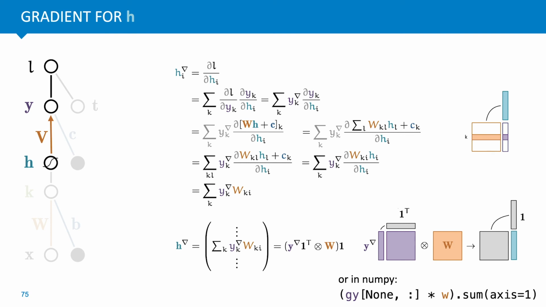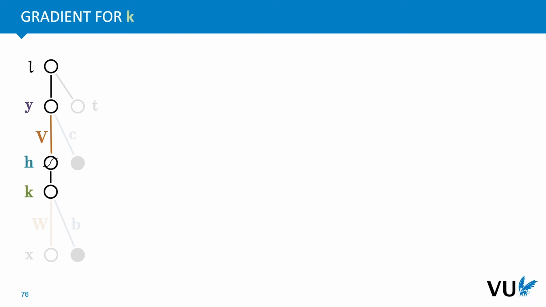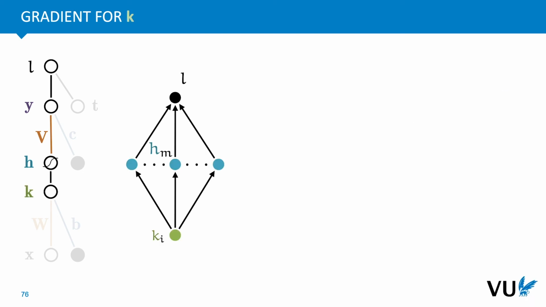We element-wise multiply both of them, and then we explicitly sum over one of the axes. So that's H nabla. K nabla is a little simpler. So now we are applying the multivariate chain rule for H. Note that we no longer have to worry about y, because we can simply see everything above H as one operation. So once we have H nabla, everything above H we can forget about.